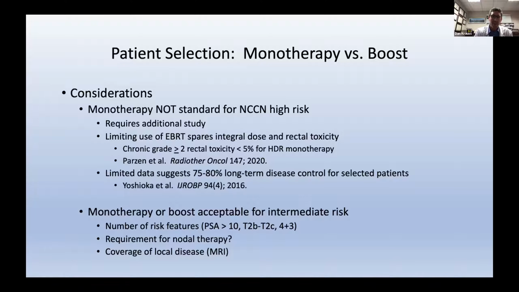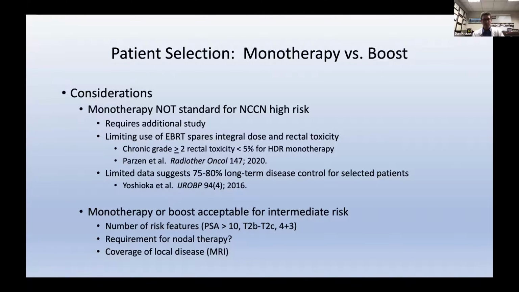It has been done before. There's a series out of Japan that reported favorable long-term control rates, but I would not recommend this as standard of care in this country. When you're looking at this, obviously for the intermediate risk patients, you're going to look at the number of intermediate risk features that the patient harbors. And really, it comes down to a comfort level.